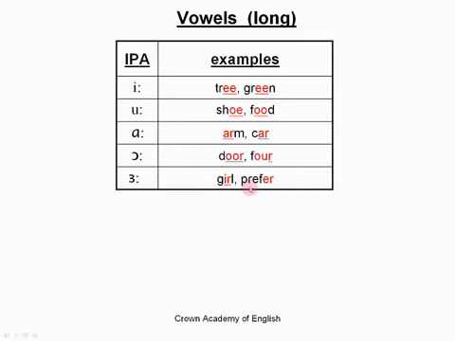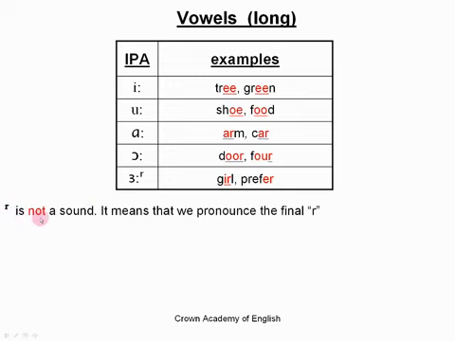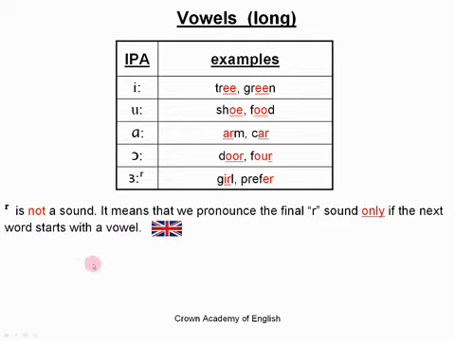Girl, prefer. And we add to this symbol, sometimes we see this, a little letter R. Well, the little R is not an official IPA sound, but it means that we pronounce the final letter R sound only if the next word starts with a vowel. And this is only in British English.